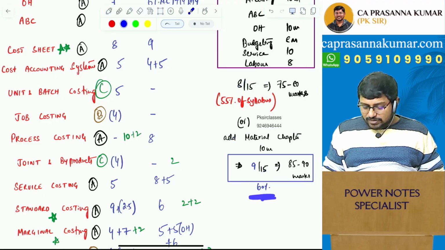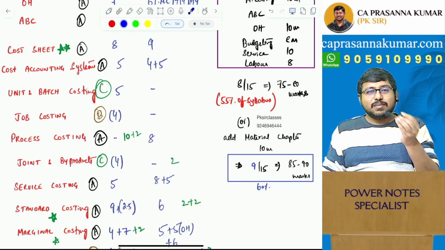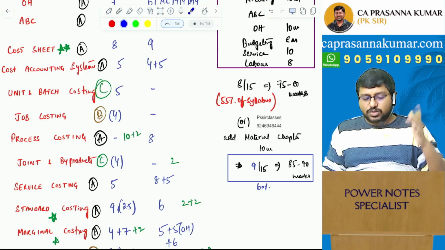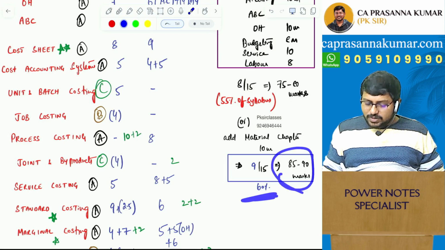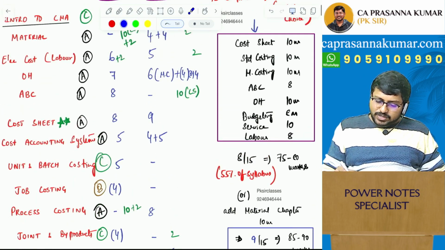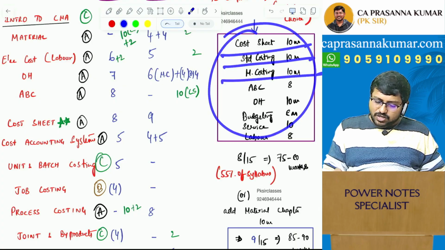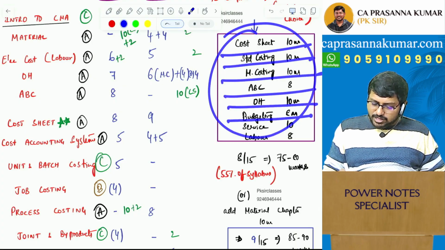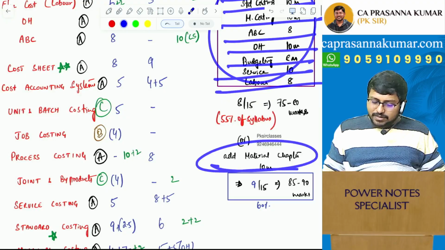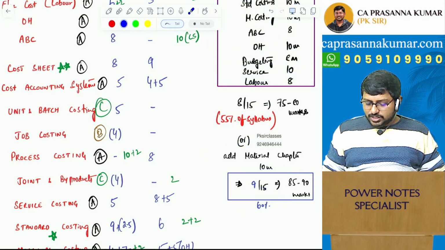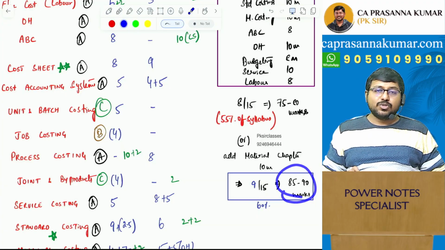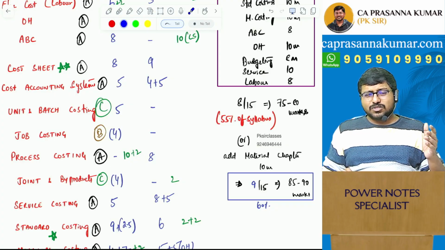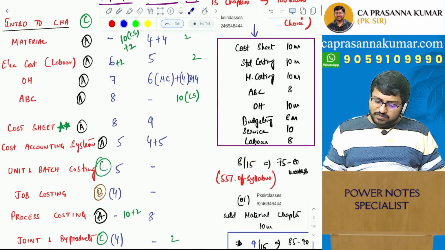Cover 60% of the syllabus. Okay, 60%, which means 40% is gone. It's like 2/3. You will be covering only 2/3. Okay. 60% of the syllabus, you will be getting 85 to 90 marks. So which means these chapters: cost sheet, standard costing, marginal costing, activity based costing, overheads, budgeting, service sector costing, labor and material, which will account for 60% of the syllabus, which is 9 out of 15 chapters. You will be almost forgoing 6 chapters. Still you will be able to attempt these many marks. Okay, 85 to 90. It can be 85 also, either or, because we are taking averages.